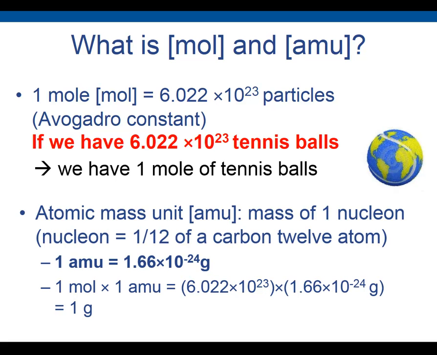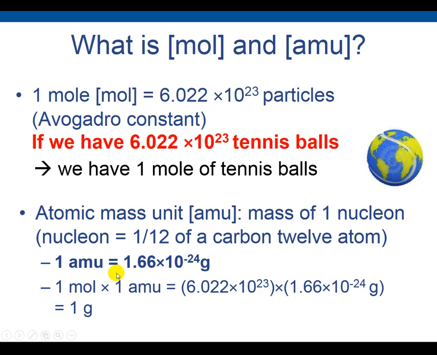Then what is the atomic mass unit, shortly AMU? AMU is the mass of 1 nucleon. What is a nucleon? A nucleon is 1/12 of the carbon-12 atom. I'm not so sure why they take the carbon-12 atom as a reference, but anyway, the mass of 1 nucleon is 1 AMU.